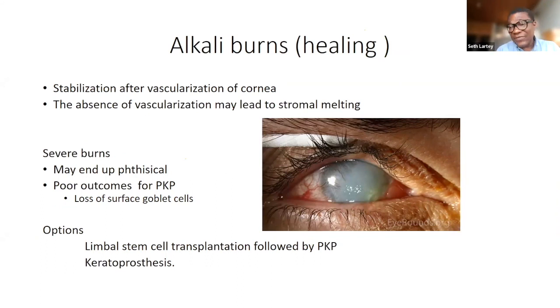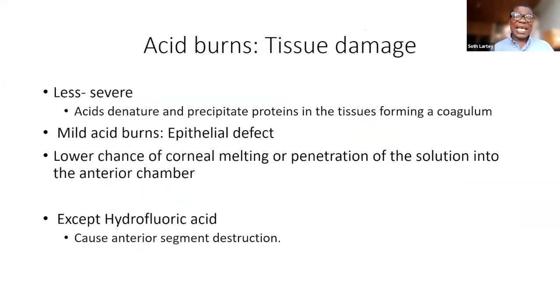Severe alkaline burns may end up in a tight scarred eyeball, and very poor outcome for the transplants because there's loss of the goblet cells. The option when it's very severe is to do limbal stem cell transplant followed by penetrating keratoplasty or keratoprosthesis.